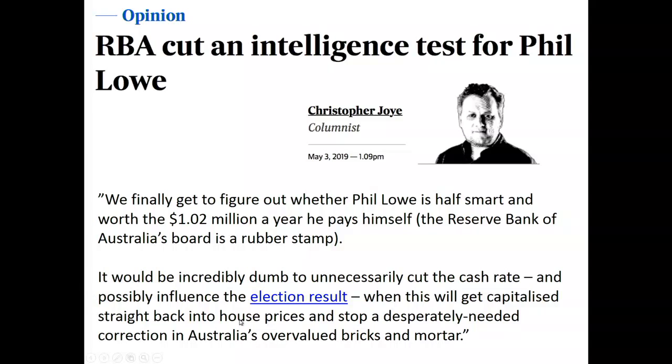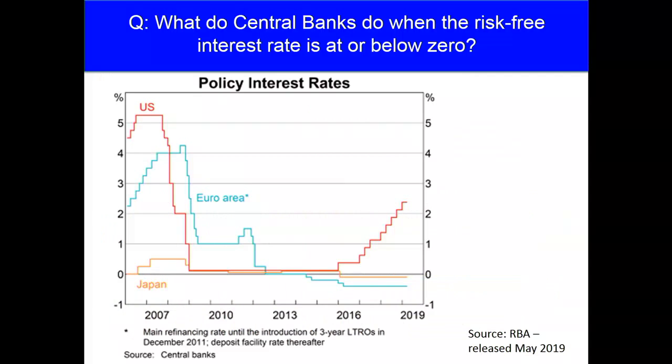So his argument is quantitative easing will cause people simply to take the money and buy housing and lift up the house prices, which are already overvalued, rather than being a correction. So it won't stimulate the broader economy.